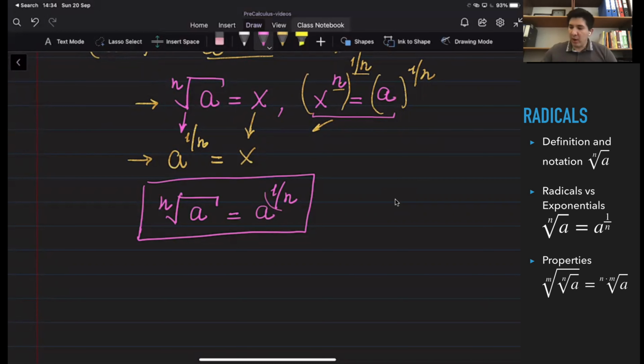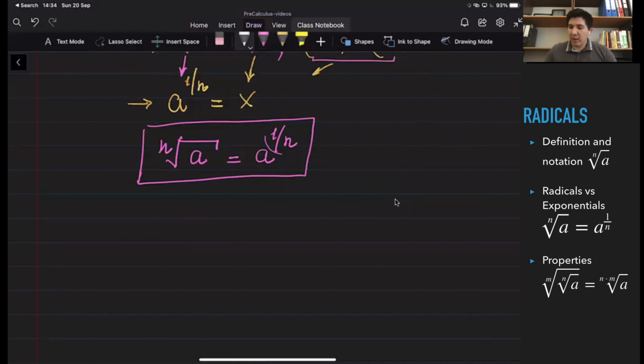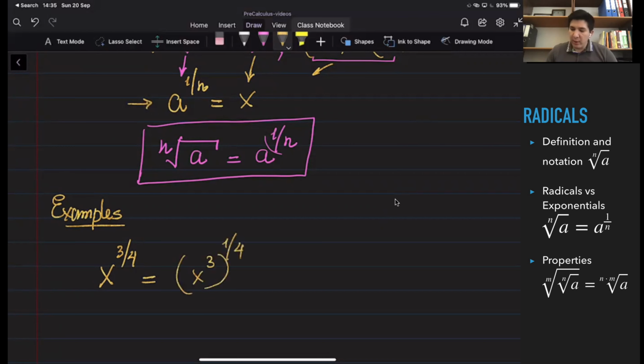So let me write a couple of notations. Let's do a couple of examples. So if I say, what is going to be x in the power of 3 over 4, right? We can write this down using the radicals. So this is going to be x cubed in the power of 1 over 4, right? So we know that this is going to be x cubed, and here we're going to have the root of the power 4, right?